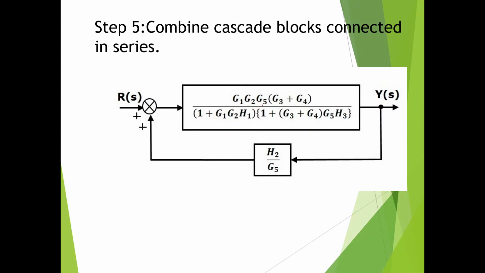See, usually we write in a sequence 1, 2, 3, 4 order, so that's what I have followed here. After 1 you must write 2 and after that you must write 5. G1 into G2 into G5 into (G3 plus G4) whole divided by 1 plus G1 into G2 H1 into 1 plus G3 plus G4 G5 H3. I hope you also got the same thing.